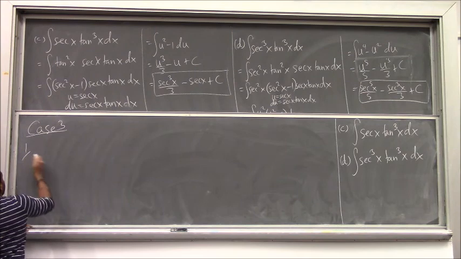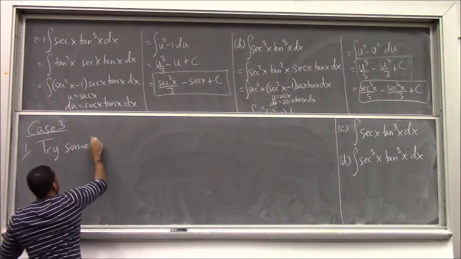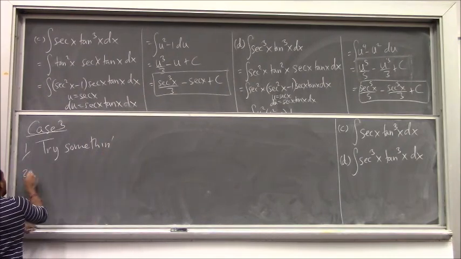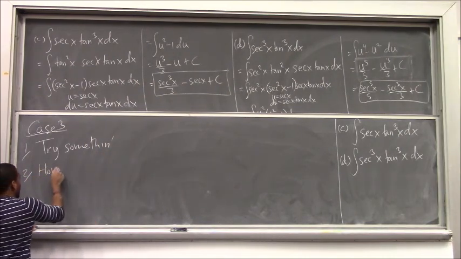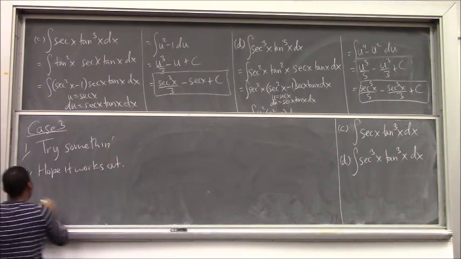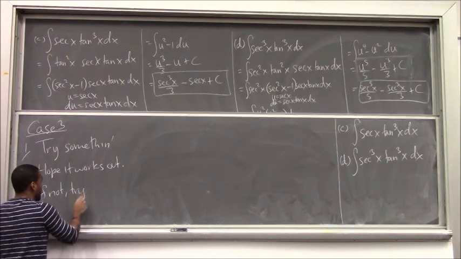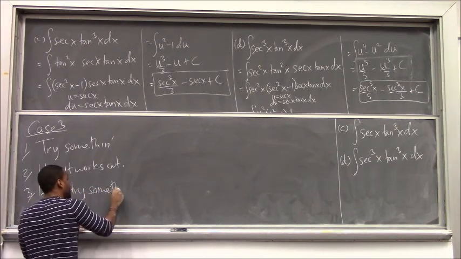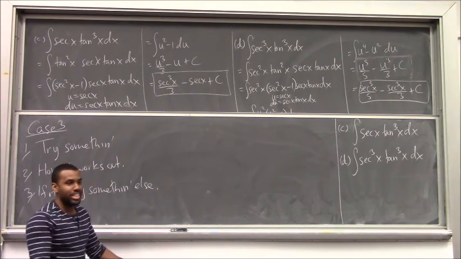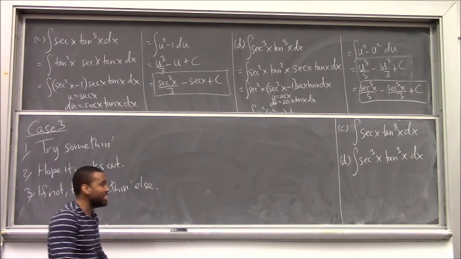Step 1, you're gonna try something. And 2, hope it works out. And 3, if not, unfortunately, try something else. That's case 3. So we're not in Calc 1 anymore, kids. Life isn't always just so simple anymore.